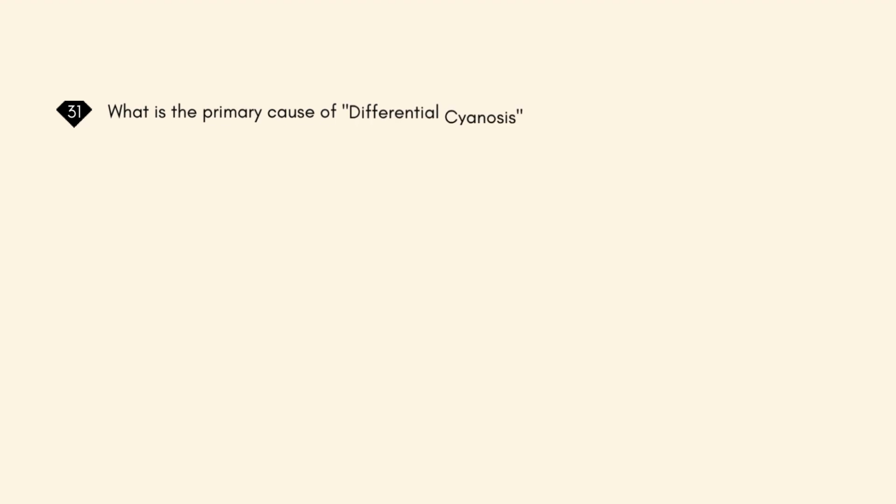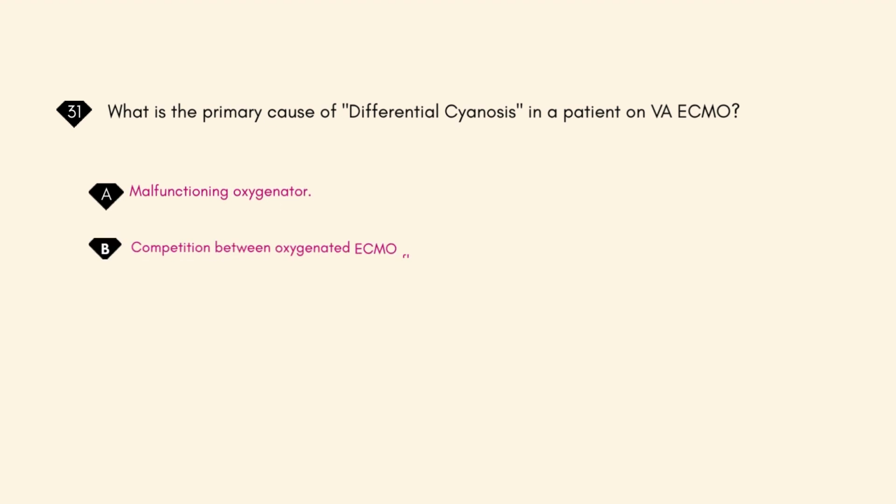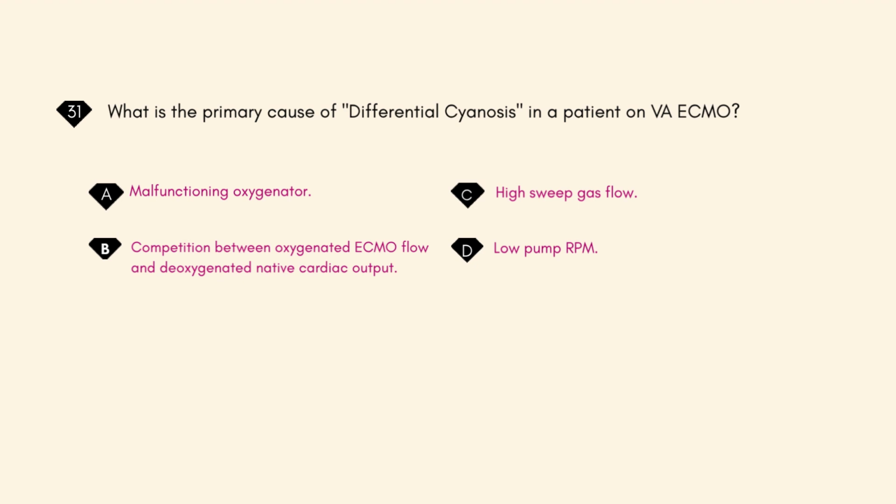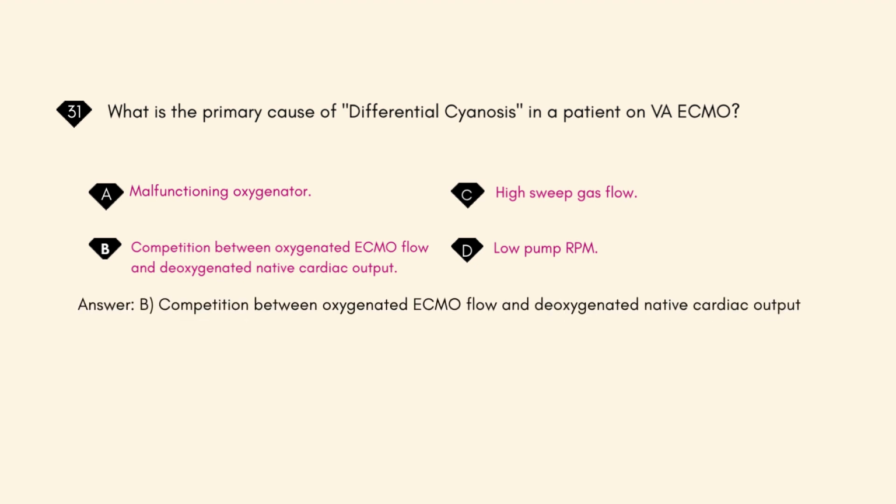What is the primary cause of differential cyanosis in a patient on VA-ECMO? A. Malfunctioning oxygenator. B. Competition between oxygenated ECMO flow and deoxygenated native cardiac output. C. High sweep gas flow. D. Low pump RPM. Answer: B. Competition between oxygenated ECMO flow and deoxygenated native cardiac output.